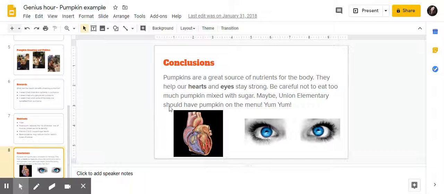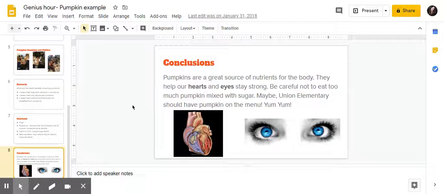So my conclusions for this driving question and my Genius Hour: pumpkins are a great source of nutrients for the body. They help our eyes and hearts stay strong. Be careful not to eat too much pumpkin mixed with sugar. Maybe Union Elementary should have pumpkin on the menu. Yum, yum. And then I also gave visuals, again, adding those specific details to your project, such as photos or visuals, really takes it to that next level.